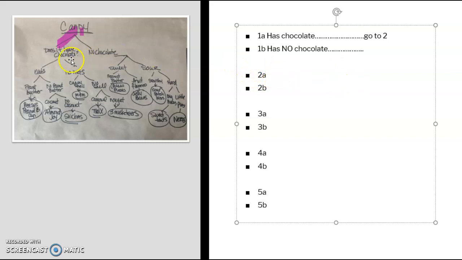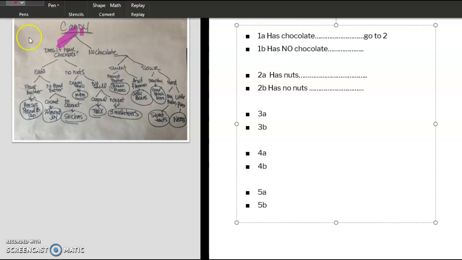After does it have chocolate, the next question is: it has nuts, or it has no nuts. Hopefully nobody's giggling at that. Okay, I'm giggling a little bit. So that answers that question now.